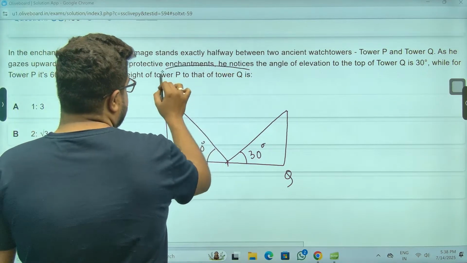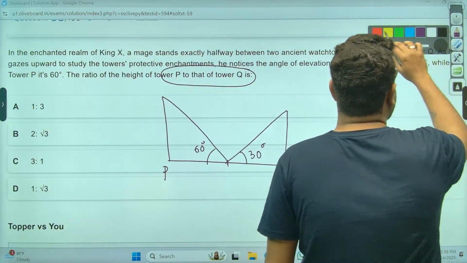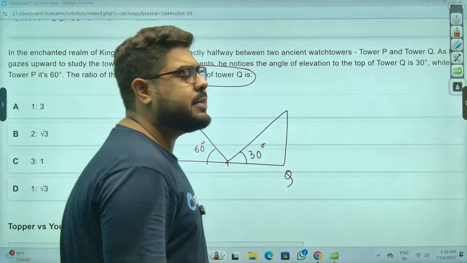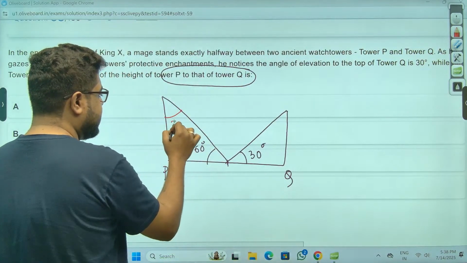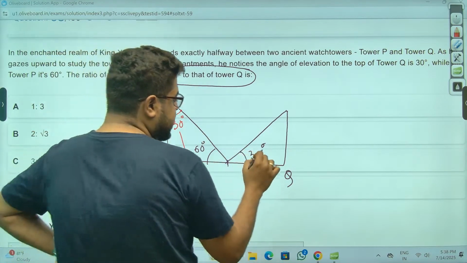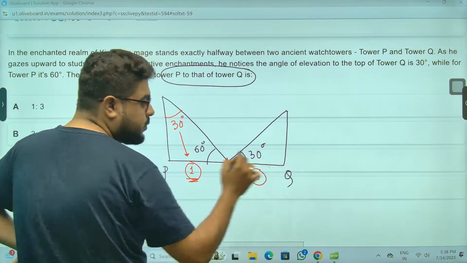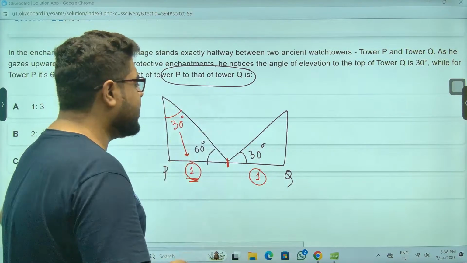Ratio of the height, sir. Use the 30, 60, 90 triangle. I told you multiple times. This is 60, which means this is 30. Opposite to 30 is 1. Since this is the midpoint, this part must also be 1. 1 unit, 1 part, whatever you call it.